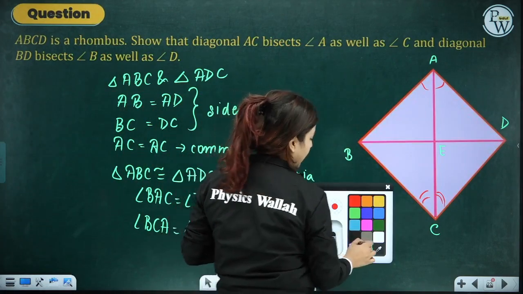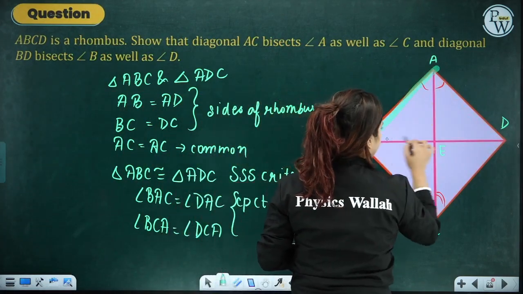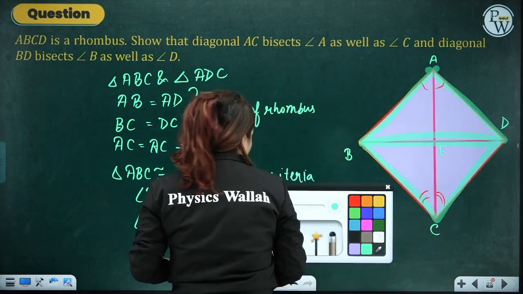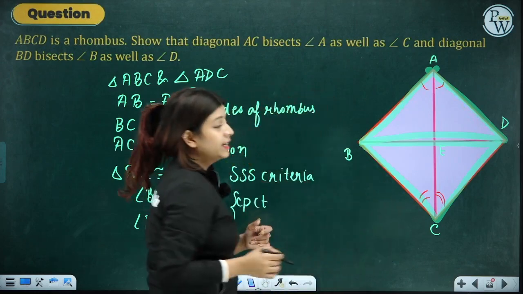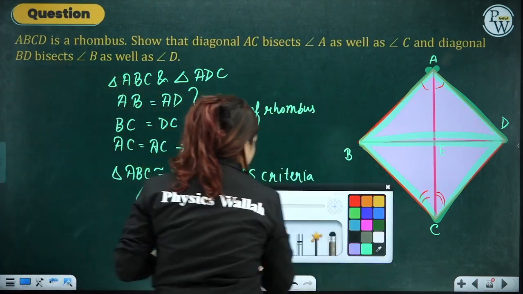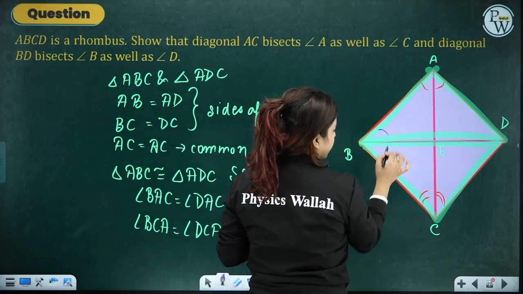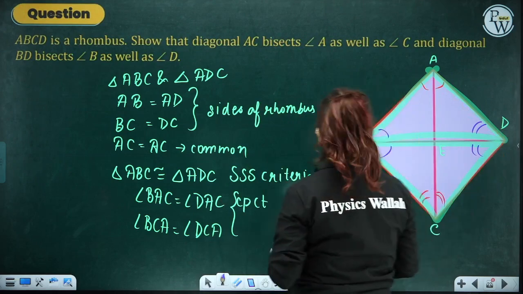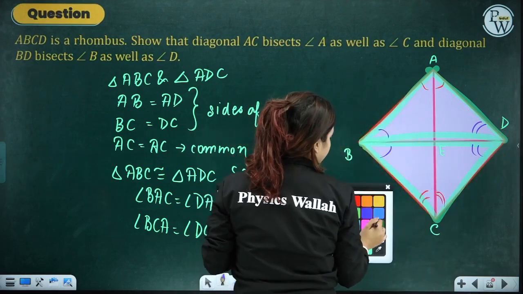Now, similarly, students, in the second part, what we can do is take this particular triangle and this particular triangle. Now again by SSS criteria, we can prove the congruency in these two. And after proving the congruency, we can say that this angle is equal to this angle and this angle is equal to this angle by CPCT.